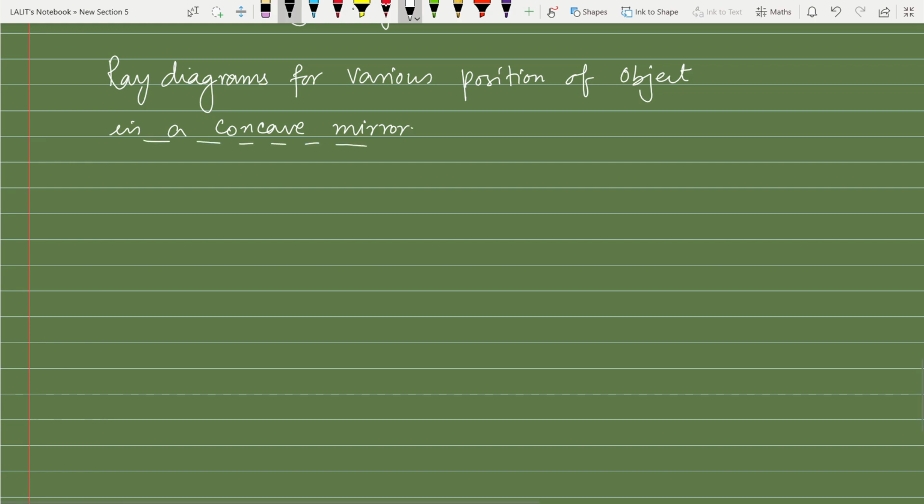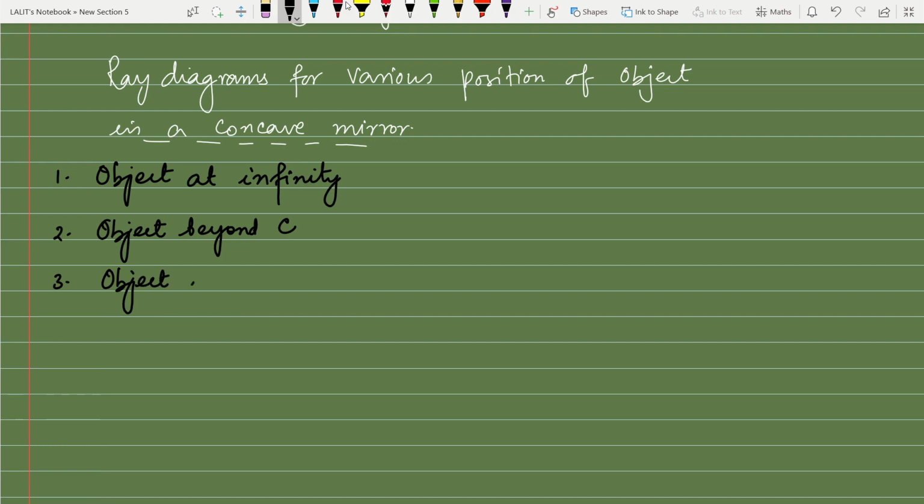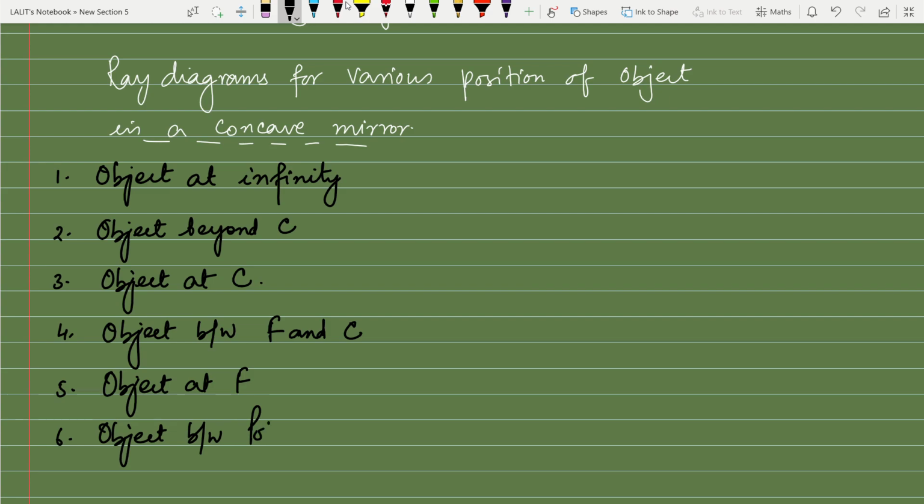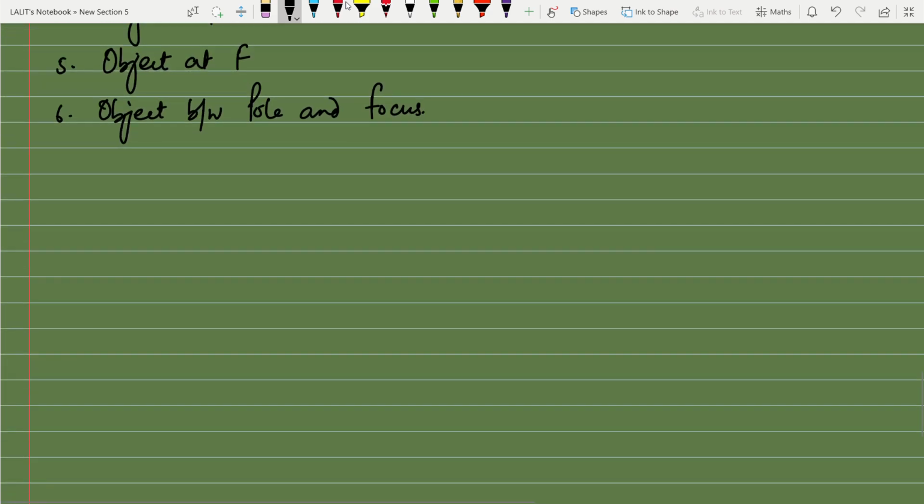So we have got 6 different positions. The first one we will talk about when the object is at infinity. Second one we will take object beyond C, beyond center of curvature. Third, we will take object at C. The fourth one, we will take object between F and C. The fifth one is object at F. And the sixth position here is object between pole and focus. Okay, so let us come to the first one, object at infinity.